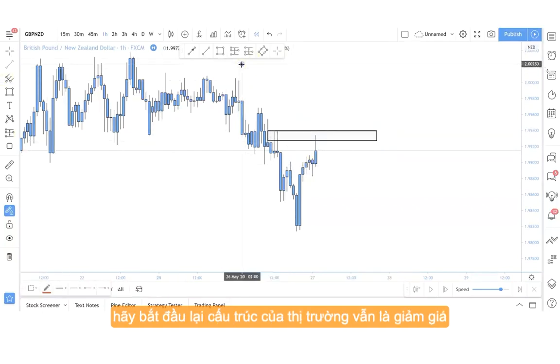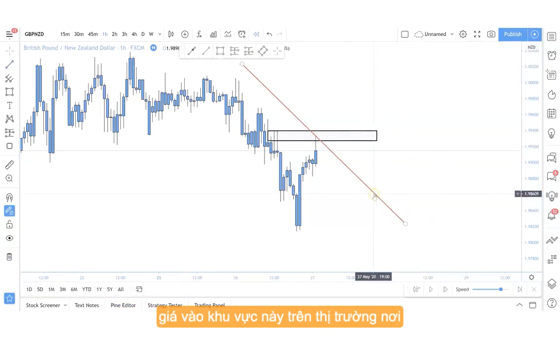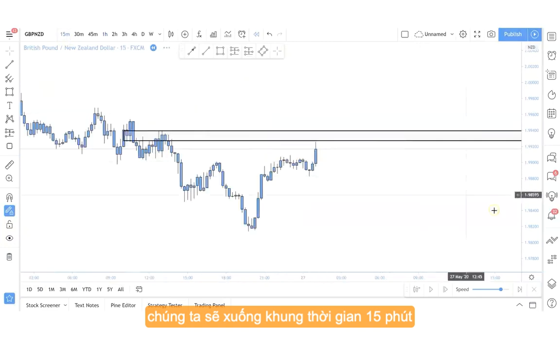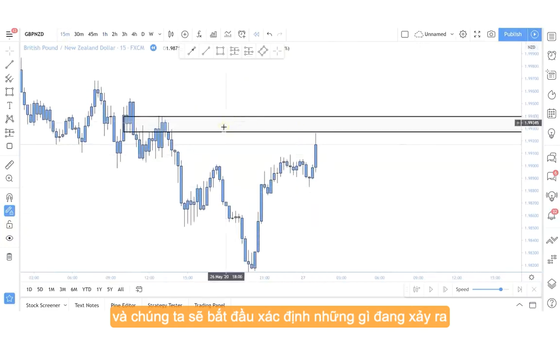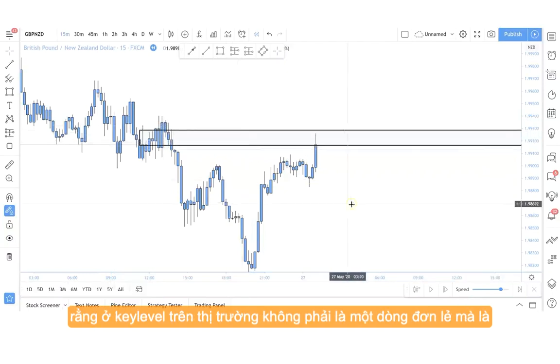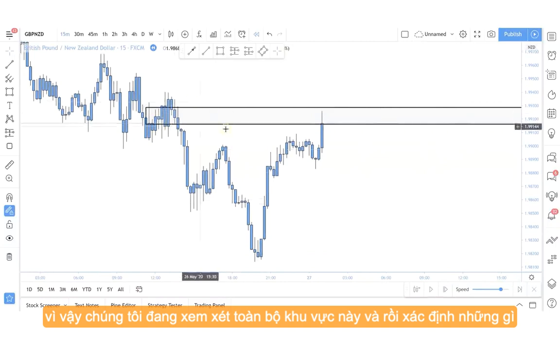The structure of the market is still to the downside. Nothing's really changed. Now we see price coming into this area in the market where there's multiple wick rejections, and look, we have a reaction. So now we're going to scale down to our 15-minute time frame and we're going to start to identify what's happening. Now understand that a key level in the market is not a single line, it's an area. So we're taking this area as a whole and now identifying what's happening.